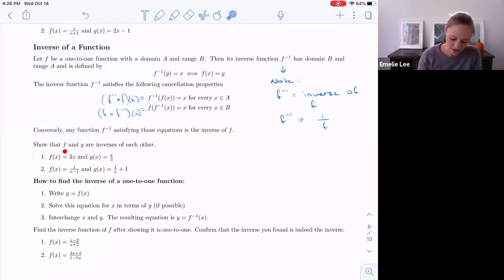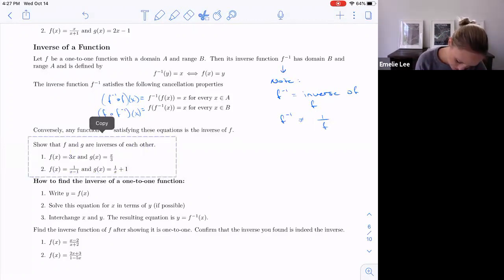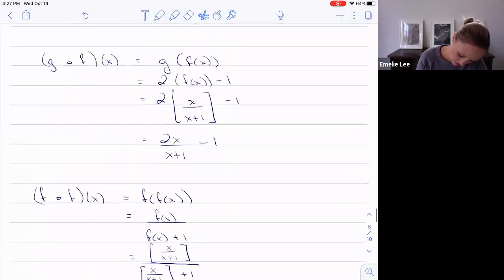So what we're going to do is we're going to show that f and g are inverses of each other. So if we just have a look at these, right, if f of x is 3x, then g of x is supposed to be the inverse of 3x, so x over 3. So we're just going to make sure that that's true. And then same thing, what looks a little bit weirder is f of x is 1 over x minus 1, and then its inverse is actually going to be 1 over x plus 1. So a little bit different, right? Not just 1 over whatever. So let's go put it down here.